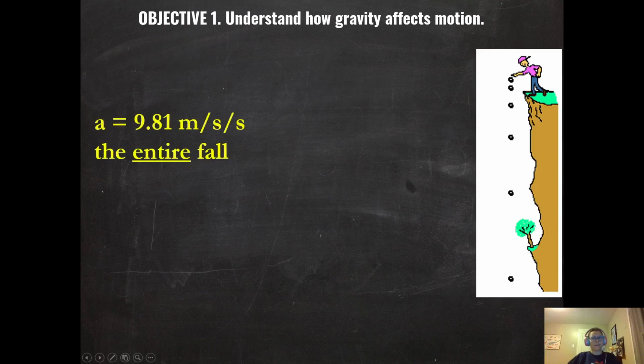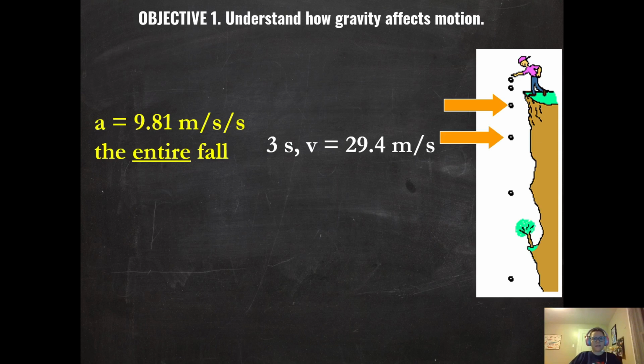We have a person standing on a cliff, and a reminder: acceleration due to gravity equals 9.81 meters per second squared the entire fall. At the top, we assume that the person is still holding on to their object. At t equals 0 seconds, there is no motion yet, so velocity equals 0 meters per second. After the object starts to fall freely, at 1 second, velocity will equal 9.81 meters per second. It will continue falling, and at 2 seconds, velocity will equal 19.6 meters per second.